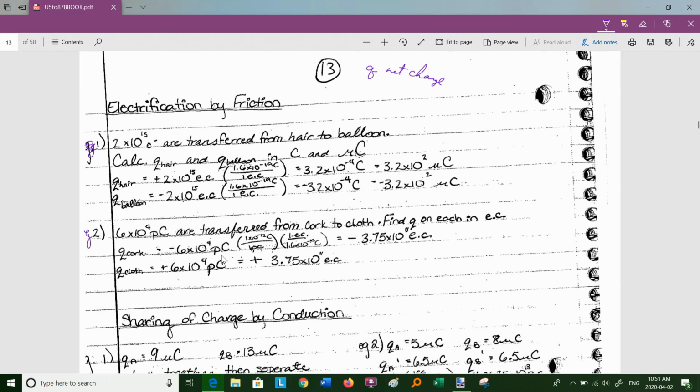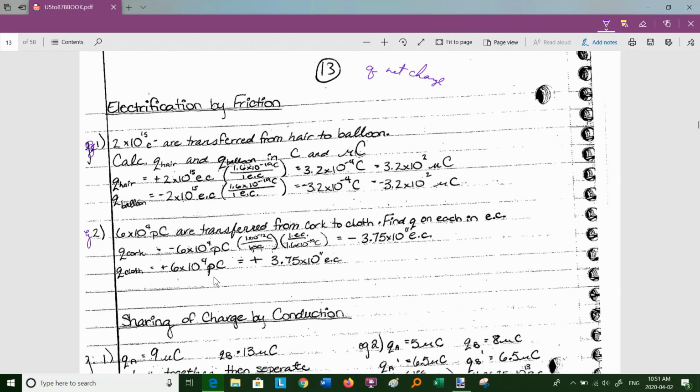Negative 3.75 by 10 to the 11 elementary charges, and the cloth is going to gain 6 by 10 to the 4 picocoulombs. Okay? Typically, electrons are transferred a lot easier than protons, especially in solid systems. But this question says that the cork transfers 6 by 10 to the 4 picocoulombs to the cloth, so it is now deficient in positive charge, so it has a net negative charge of negative 3.75 by 10 to the 11 EC, and the cloth is positive 3.75 by 10 to the 11 ECs.